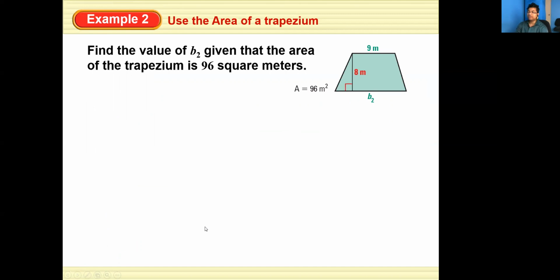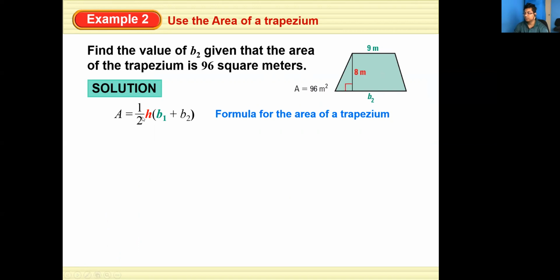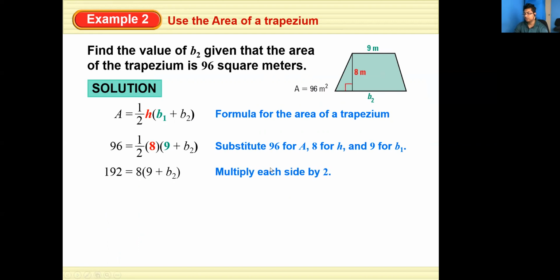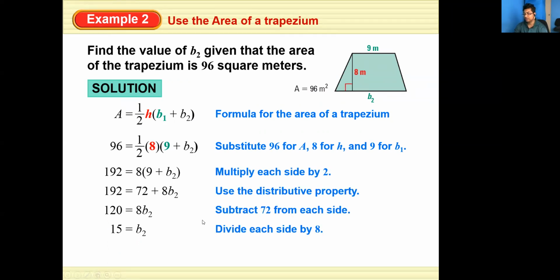Okay, now it's a little bit different problem. In this problem, the area is given as 96, the height is given as 8, but you need to figure out the length of the other base. It's very easy. We can put half A is B1 plus B2, then we can put in all the values. Then we can easily find out the value of B2. So it's multiplication, division, and subtraction, and you will get the answer. It's pretty straightforward. Have you got it? All good.